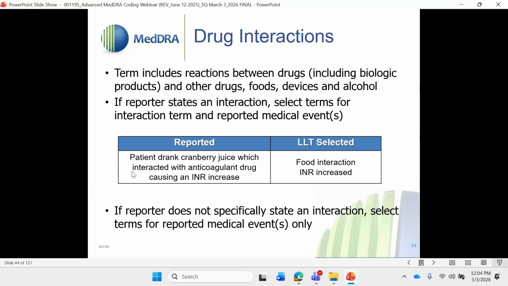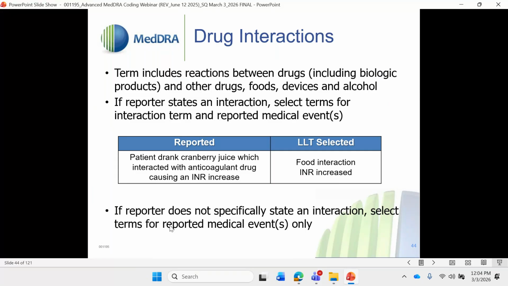So let's look at our string here. The patient drank cranberry juice, which interacted with anticoagulant drug and caused an INR increase. So here we see that the juice is a type of food which interacted with the drug they were taking, so it's a food interaction. And then for any adverse event that happened, the INR increased, so we also code that. So this is the appropriate way to code a drug interaction and any associated or reported AE.